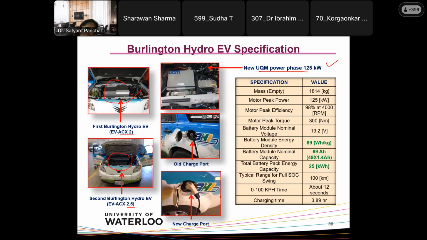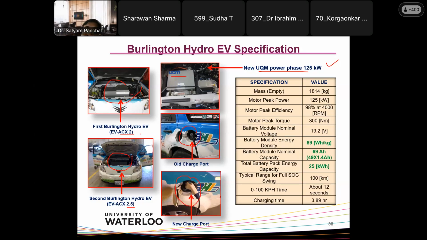It is placed below this battery pack. So we took out the battery pack, and at the bottom of the battery pack, you can see this UQM 125 kilowatt motor. The first vehicle is the ACX2, which has the old charging port, and then we put in this type of new charging port, and that is called the ACX 2.5. So basically it is the same model with some modifications, called EV2 and EV 2.5.